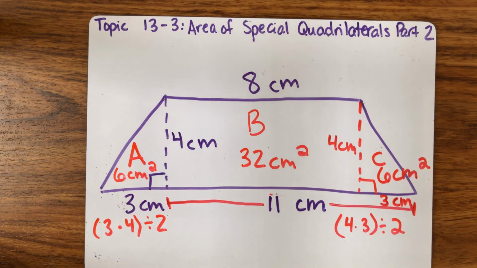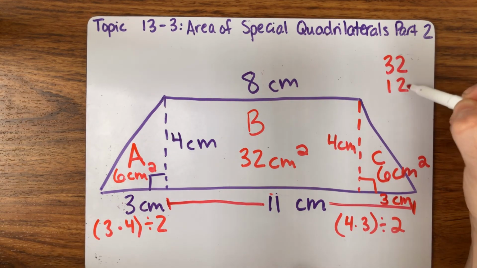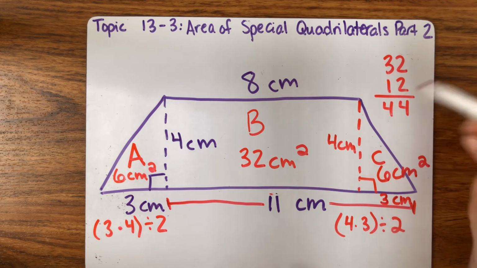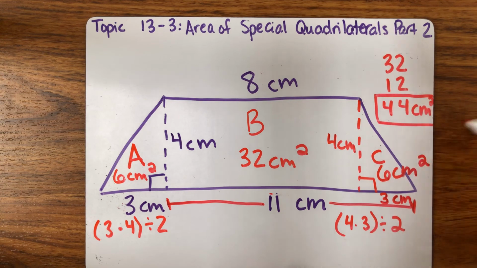And if we add up all of these things, I have 6 plus 6 is 12. 32 plus 12, we end up getting 44 centimeters squared as our total area, all right?